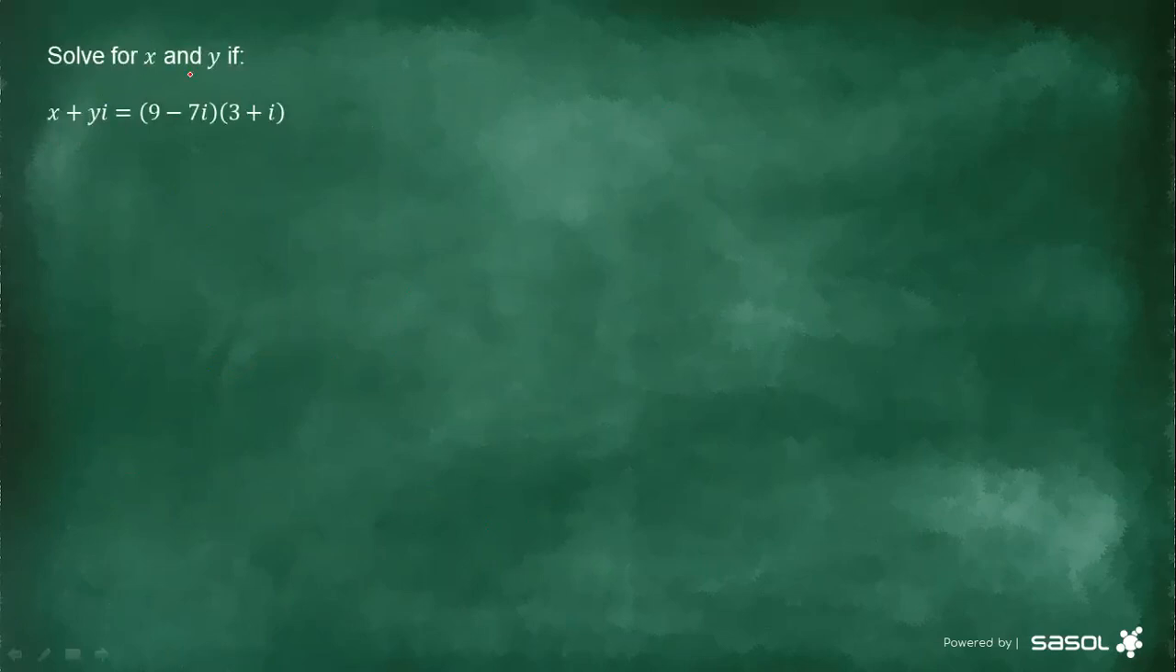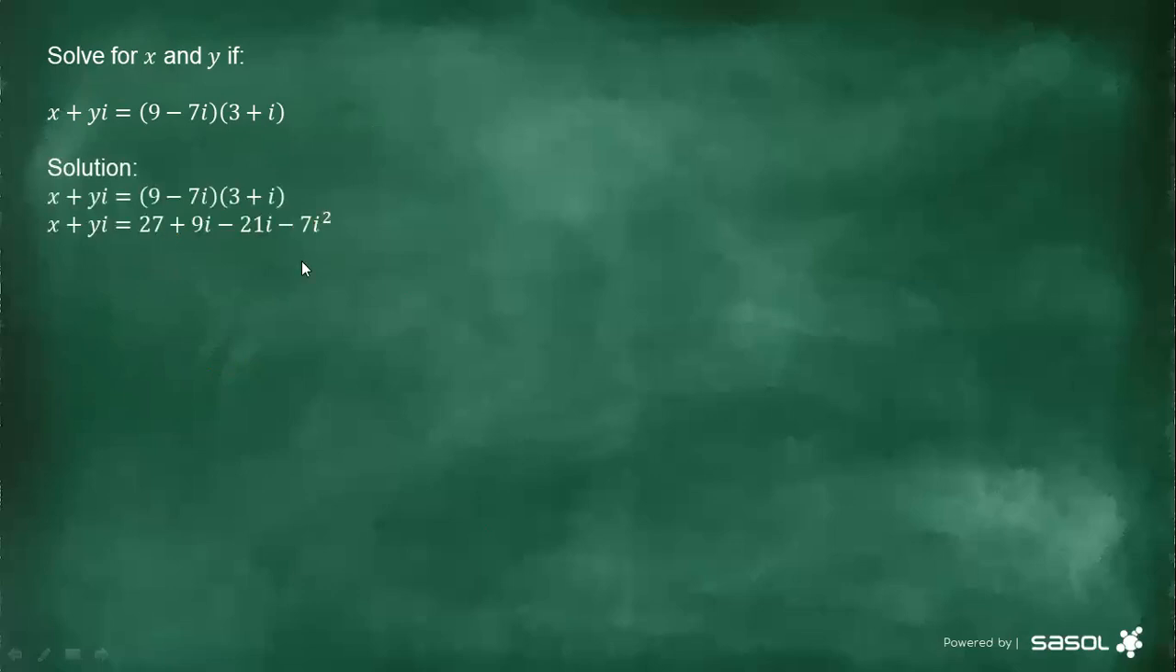Solve x and y if x plus yi equals this. So now before we can equate these two, x to those that don't have I, you have to first open this bracket. Let's open the bracket and see. After opening the bracket, this is what we're going to have. And then from there, you change this I squared to -1, and this is what we're having.